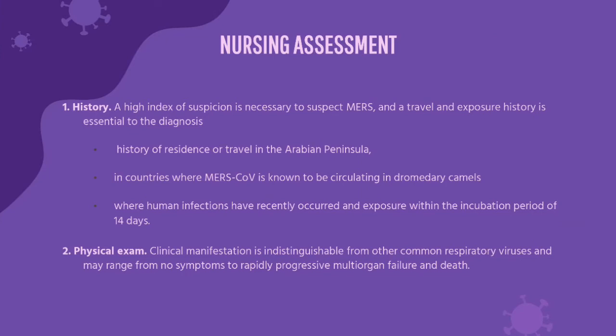Nursing assessment. Number 1. History. A high index of suspicion is necessary to suspect MERS, and travel and exposure history is essential to the diagnosis. History of residence or travel in the Arabian Peninsula. Next is in countries where MERS-CoV is known to be circulating in dromedary camels. Next is where human infections have recently occurred and exposure within the incubation period of 14 days.